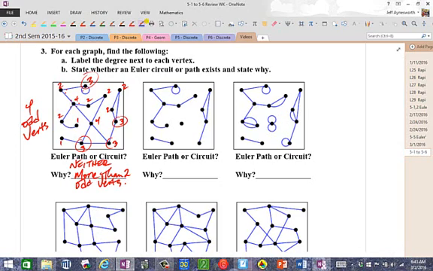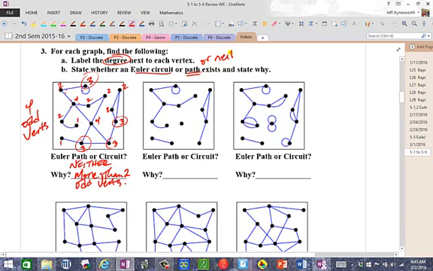The question is, how many odd vertices do you have? You either have 0, 2, 4, 6. You have an even number of odd vertices. The question is, how many do you have? Okay, so what I did is I labeled the degrees in red, all right? And either it has an Euler circuit or a path or neither. And then of course you have to state why. All right, here in this case we have 4 odd vertices, so it doesn't have either one of them.